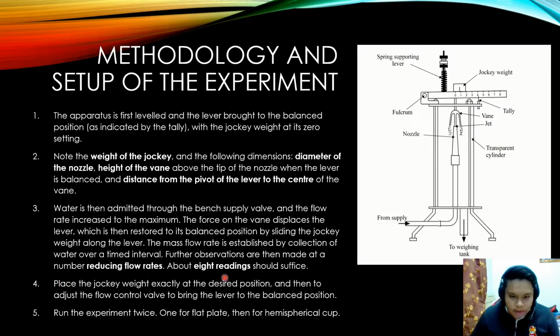Next, place the jockey exactly at the desired position, and then adjust the flow control valve to bring the lever to the balanced position. Run the experiment twice, once for the flat plate, then for the hemispherical cup.